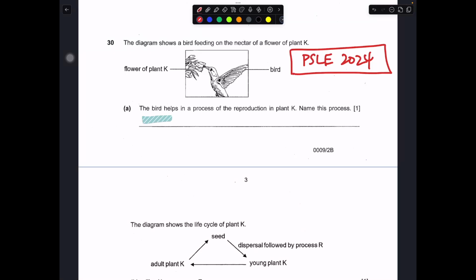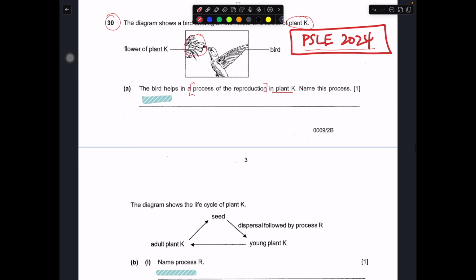Today I'll be going through the PSLE 2024 paper. So this is question number 30. The diagram shows a bird feeding on the nectar of a flower of plant K. So this is the flower of plant K and we have a bird over here. The bird helps in the process of reproduction in plant K. Name this process. So we are really talking about plant reproduction.